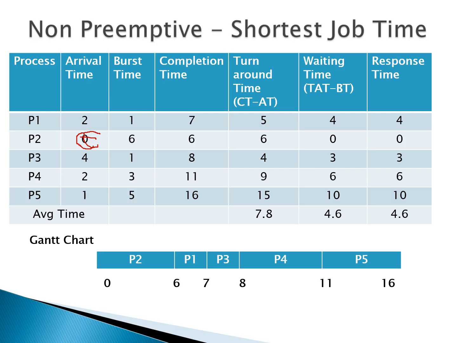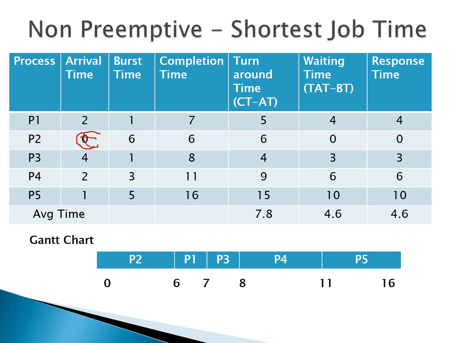Now we'll check the completion time. Process 1 was completed at 7, process 2 was completed at 6, process 3 was completed at 8, process 4 was completed at 11, and process 5 was completed at 16. And then we're going to find out the turnaround time. Turnaround time is nothing but the completion time minus the arrival time.